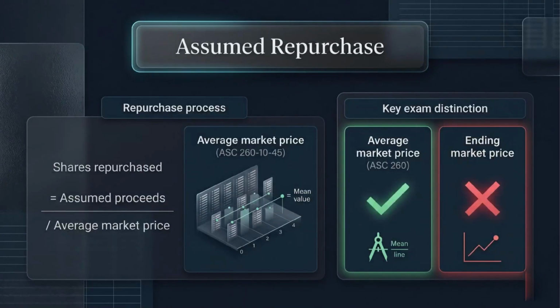Now we use the assumed proceeds to repurchase common shares at the average market price for the period. This detail is important. We use average market price, not the ending market price. If an exam gives both numbers, it is probably testing this choice. Average market price is the repurchase price because diluted EPS reflects the period, not just the last trading day.